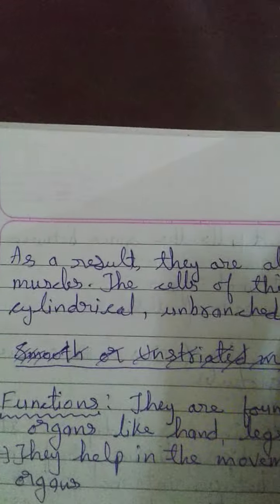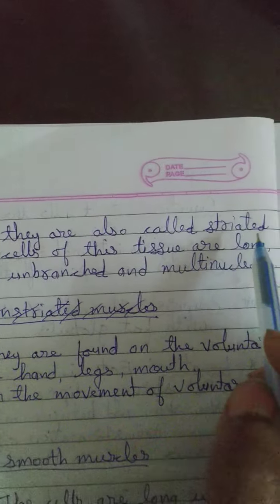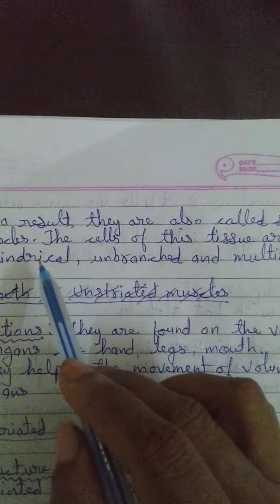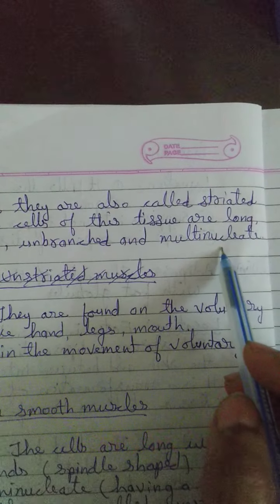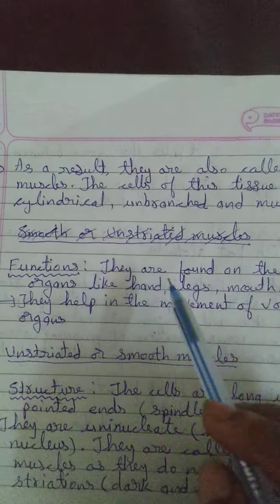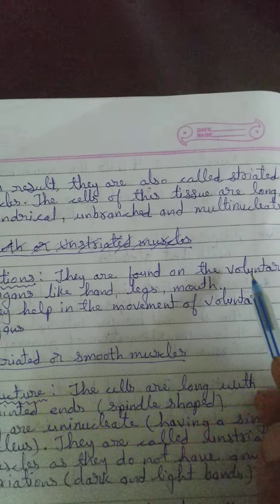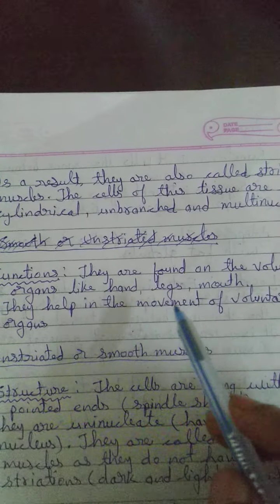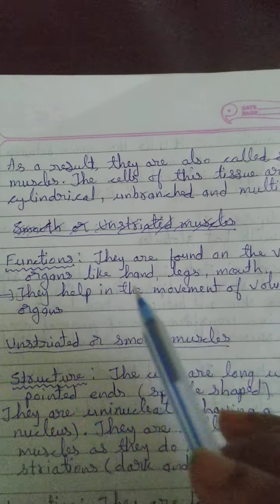It is called striated because it has striations. The cells of this tissue are cylindrical, unbranched and multinucleate. They don't have any branches. There is a single cylindrical shape. As for function, it is found only in voluntary organs like hands, legs and mouth, so it helps in the movement of the voluntary organs.